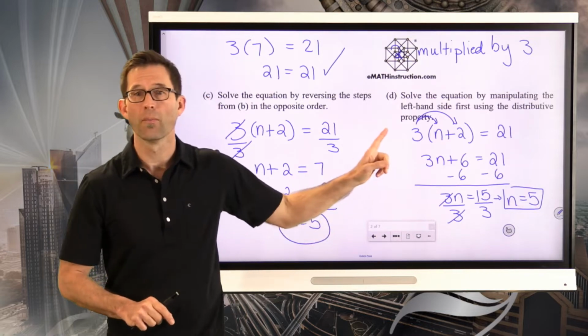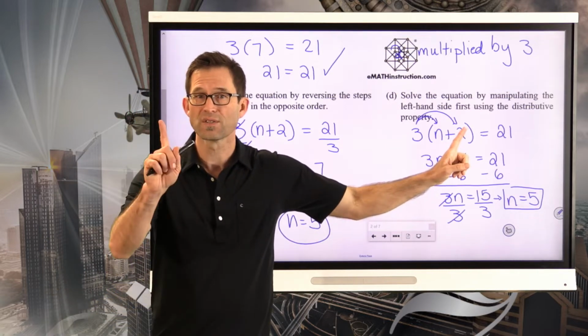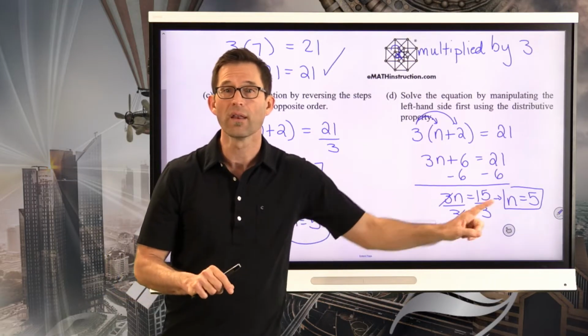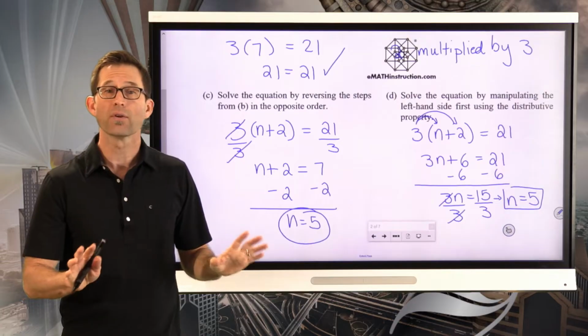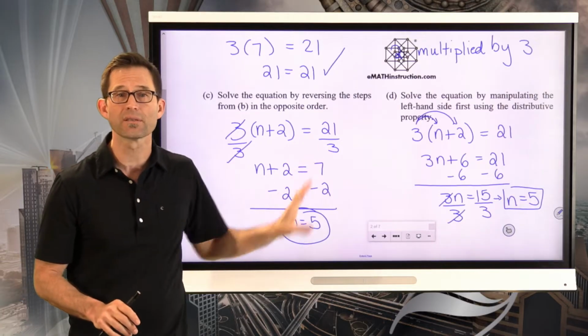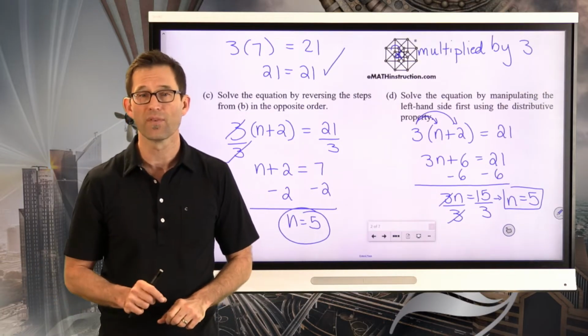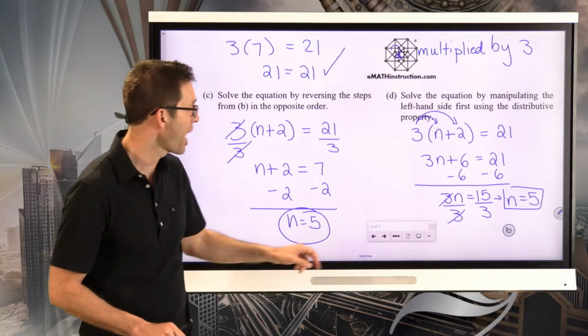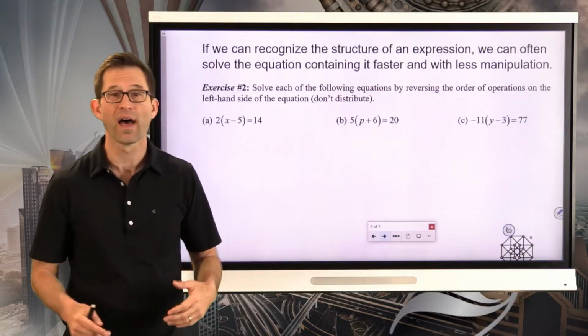In this particular problem, we had to distribute first, that's 1 step. We subtracted, that's 2 steps. Then we divided, that's 3 steps. So I could make the argument that this is a slightly more efficient way of getting the solution, but they both work just fine. Let's get a little more practice in using that structure.